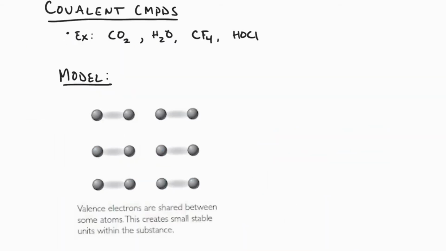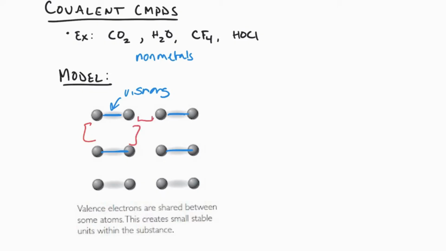Okay, covalent compounds are something like CO2, H2O, CF4, HOCl. So here we're talking about things that form between nonmetals. If you have two or more nonmetals, what you typically have is a covalent compound. And remember that with covalent compounds, those valence electrons are shared. And so you end up with this here where you have these very strong covalent bonds within a unit, and then these relatively weak kind of nothing there between units, right?